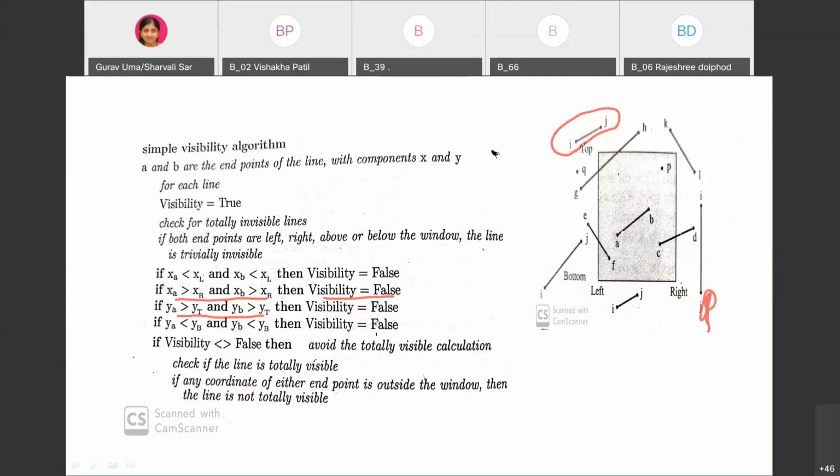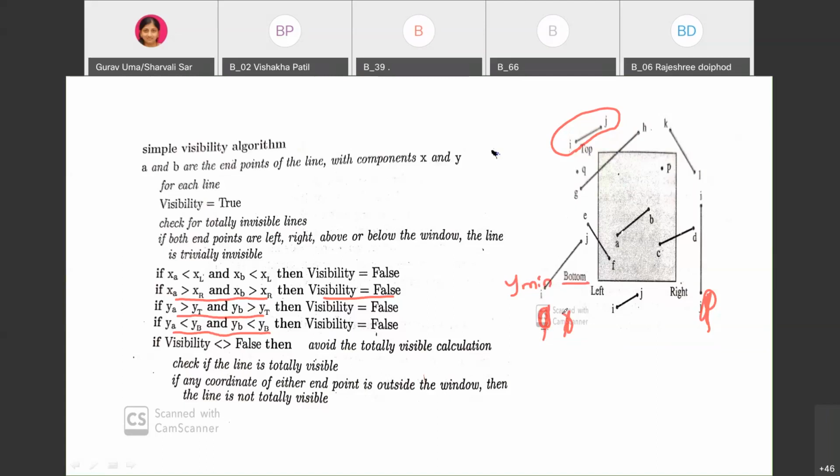Now similarly, there is the next condition: YA less than YB and YB less than YB, where capital B stands for bottom. So YA is less than Y min, because for the bottom we called it Y min. So if YA is less than Y min, it will be below, somewhere here. And if YB is also less than Y min, both points A and B are below the bottom, so it will be here somewhere. That means my line is completely outside the window. So we have set visibility as false.